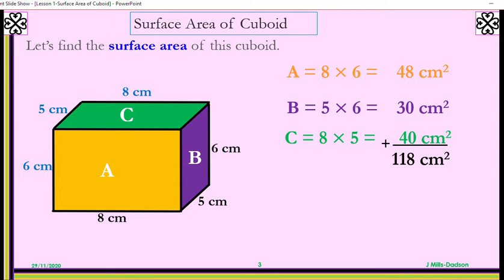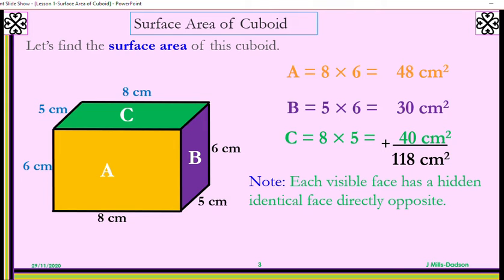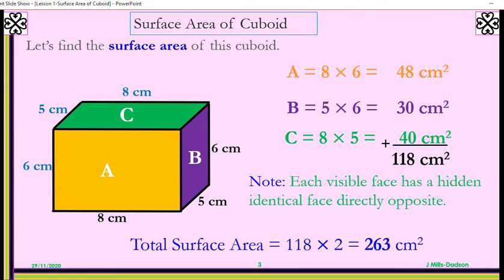So 118 cm squared is for the 3 visible faces, and there are also 3 hidden faces which will also equal 118. So all we do is to multiply our final answer by 2. Total surface area equals 118 times 2, 236 centimeters squared. Remember, we are talking about area, so the answer is squared. Though it's about a 3D shape, our answer must be in units squared because it's about area.